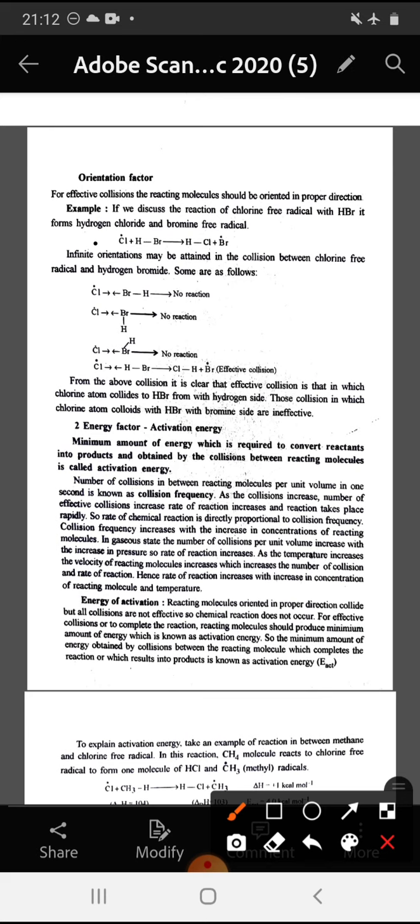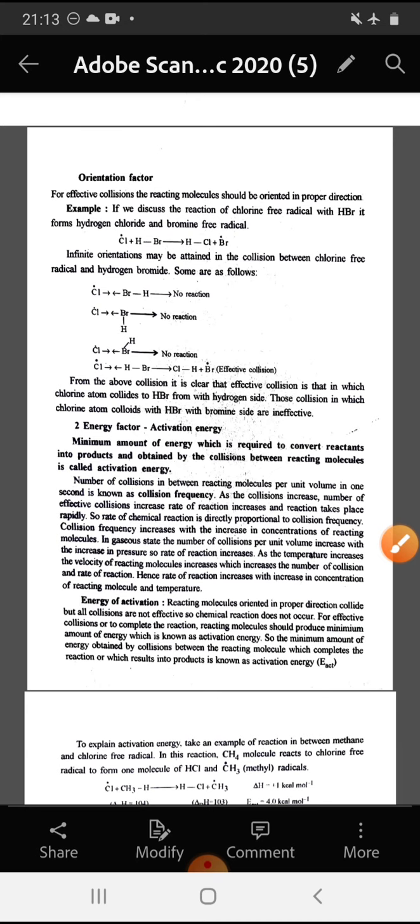Some are as follows. So here we see there are four orientations, in which the first, second, and third orientations have the chlorine free radical approaching HBr from the bromine side and there is no reaction. In the fourth orientation, the chlorine free radical is approaching the HBr from the hydrogen side and it results in product formation, that is, it is an effective collision.